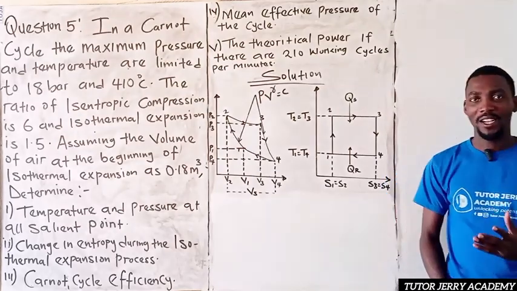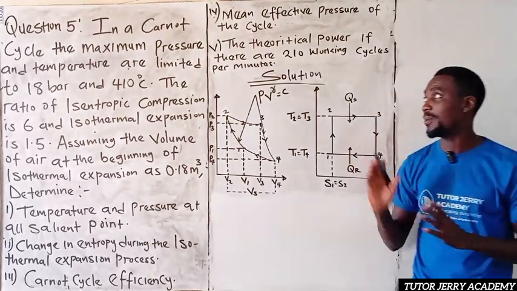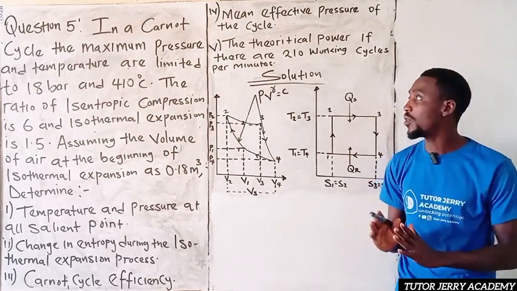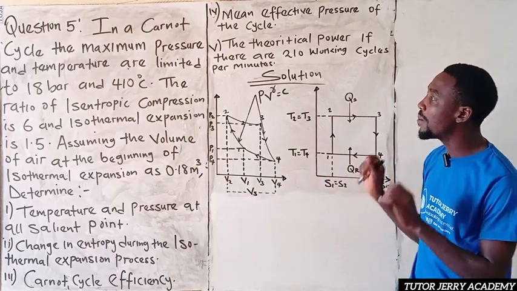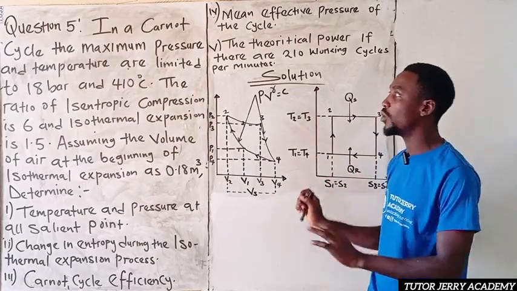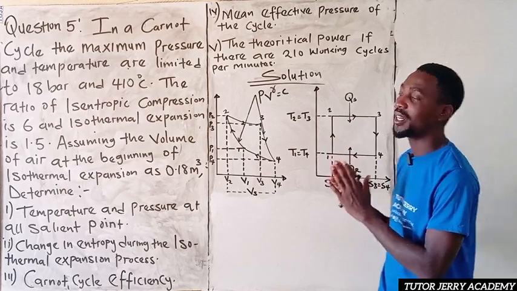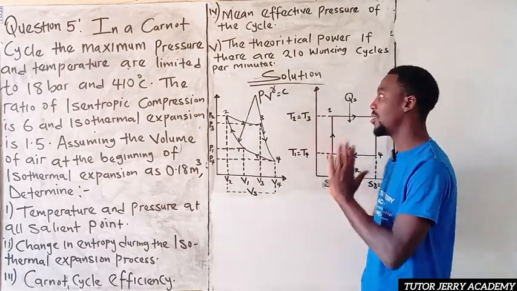Hello and welcome. Today we'll be solving example number 5 on Carnot cycle. So the question says, in a Carnot cycle, the maximum pressure and temperature are limited to 18 bar and 410 degrees Celsius. Alright, let's stop there.